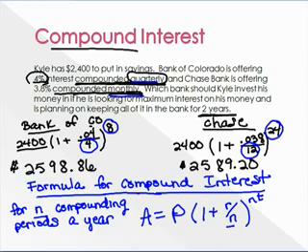So the n is the number of compounding periods in a year. On the quarterly, it's 4, on the monthly it's 12. If it were daily, then you use 365. If it is semi-annually, then you'd use 2. That means twice a year. All right, so it's per year. So there's the formula for compound interest.